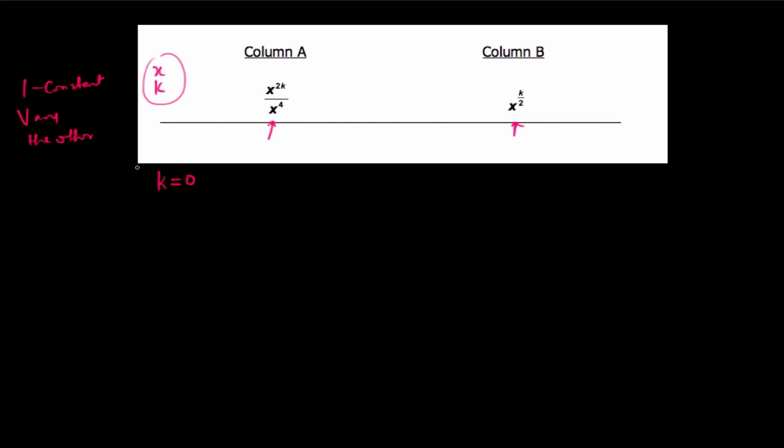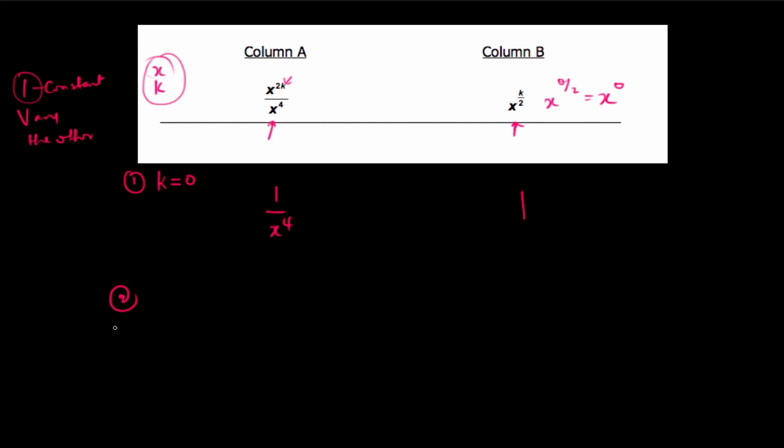Now when my k is 0, this is the first step I've taken, I'm going to make one of them constant. So when k is 0, here you have x to the power 0. This is going to be 1. You have 1 divided by x to the power 4. And then what you have in column B is, this is k, when k is 0, 0 all over 2. So this is going to be x to the power 0 all over 2, which is x to the power 0, which is also 1. So what you have here is 1. So now this is the first step I took. I made one constant. Now the next thing is I'm going to vary x.